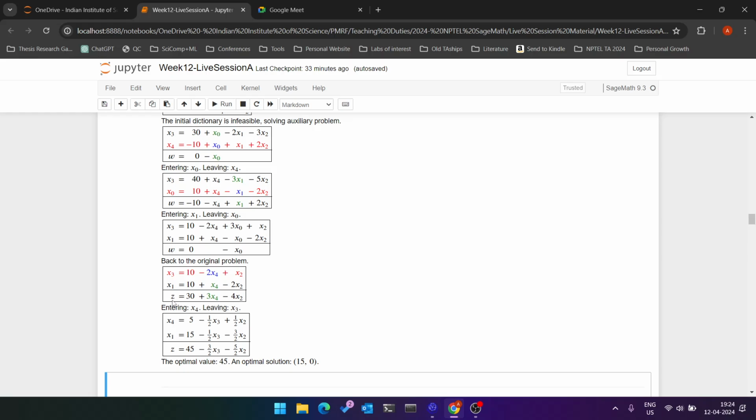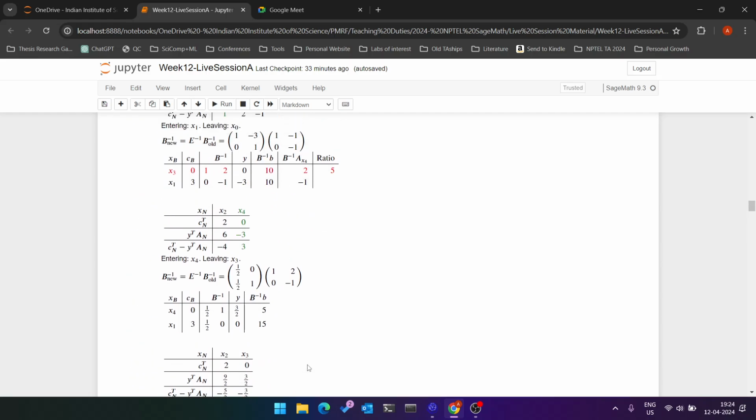And finally, I look at the coefficient of z and play around with x4 to determine where to get in and get out. So my z turns out to be 45 minus 3 by 2 x3 minus 5 by 2 x2. The optimal value just turns out to be 45, and the optimal solution is that x3 is equal to x2 is equal to 0, which gives x1 is equal to 15. So the optimal solution turns out to be 15, 0.